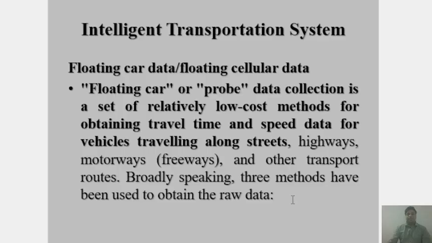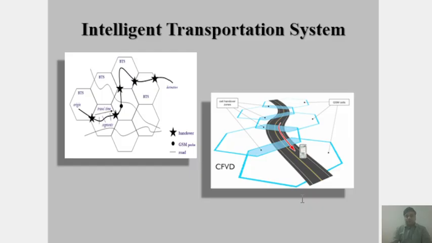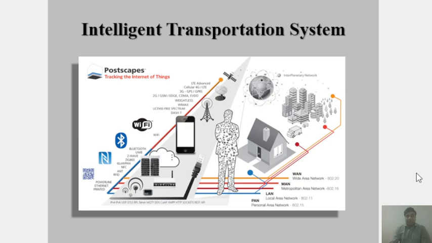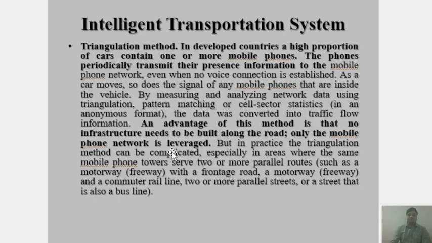Broadly speaking, three methods have been used to find out the raw data. This is how it looks like. This is the floating car method, where we are able to see how the car is moving in different routes and what speed it maintains. Then we can see different applications, like Wi-Fi sensors or Bluetooth sensors, which can be used to find out the travel time from origin to destination.